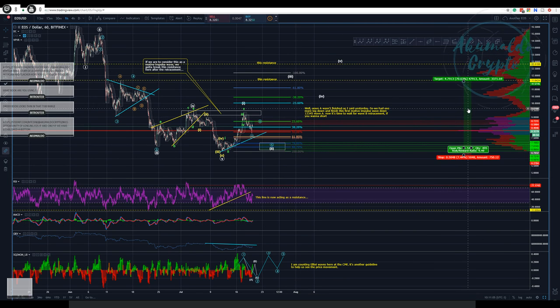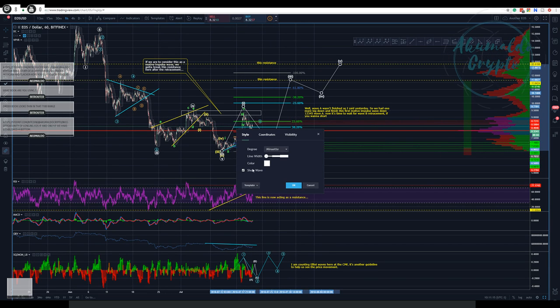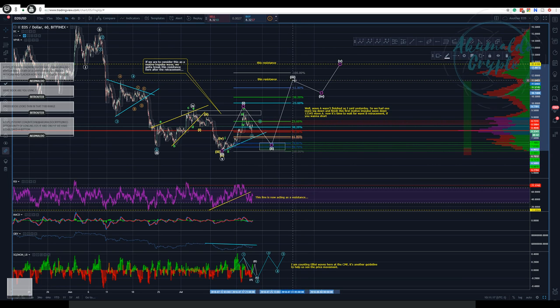What I presented as my long scenario is this. I would wait for my C, okay? I would wait for A, B, C, my two. This would be the wave, right? We would test this resistance first, then we would retrace again, and then we would have our fifth wave. This whole wave here would be a one if we have a bullish count.